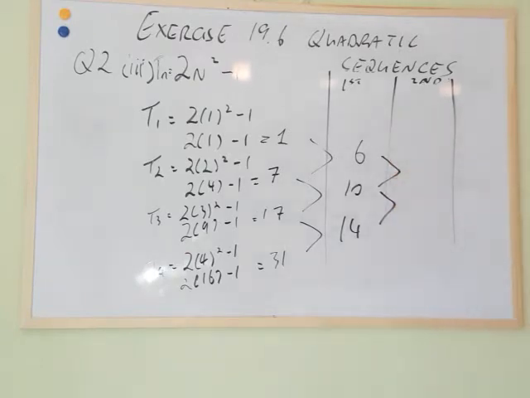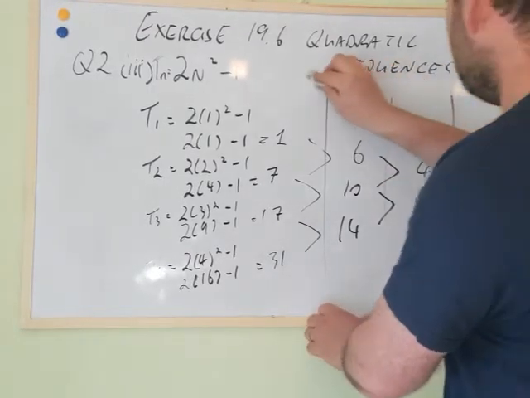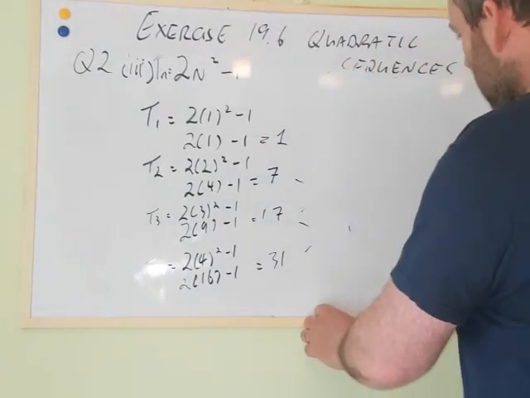These numbers are all different. It's clearly not going up by the same amount. It is not linear. However, these numbers are all going up by the same amount, 4. So, it is a quadratic sequence. I want you to do the other 2 questions for me. 2 part 1, 2 part 2.